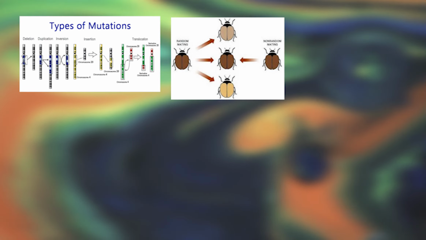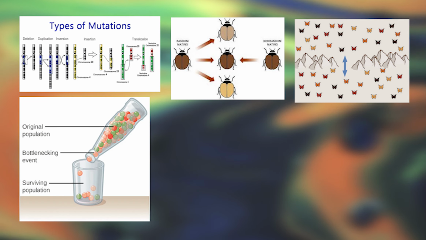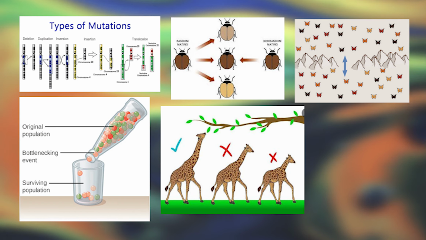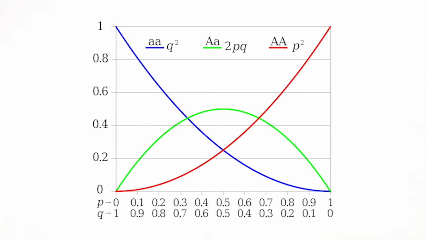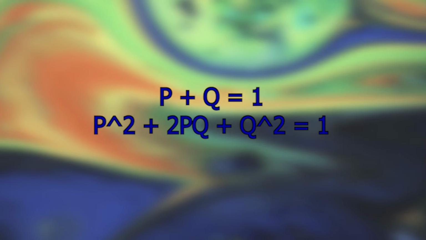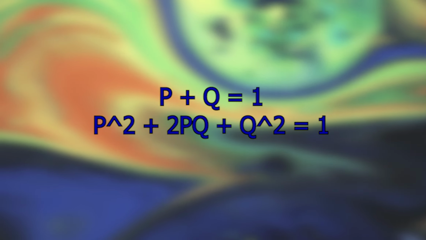There are 5 main mechanisms of evolution: mutation, non-random mating, gene flow, genetic drift, and natural selection. These are important because they disrupt Hardy-Weinberg's equilibrium. If Hardy-Weinberg equilibrium is maintained, then a species cannot change. The math for Hardy-Weinberg equilibrium is important for understanding the disruptors.